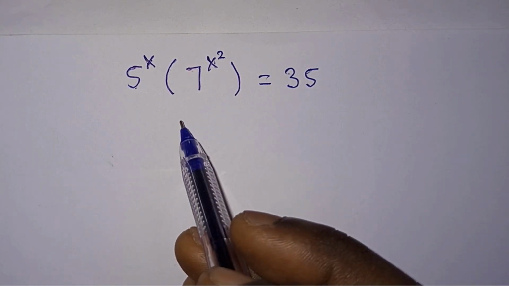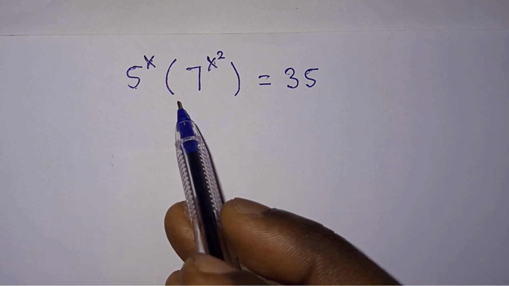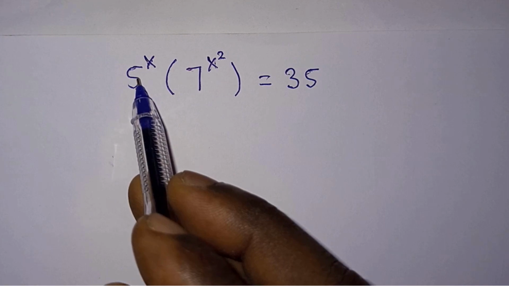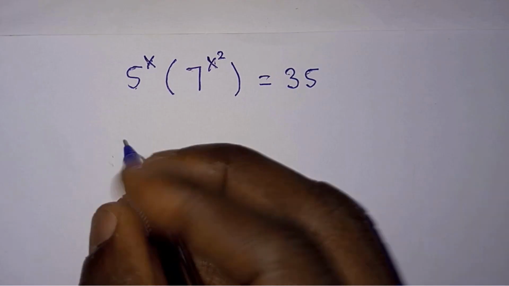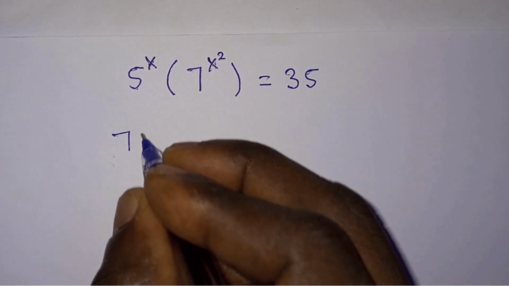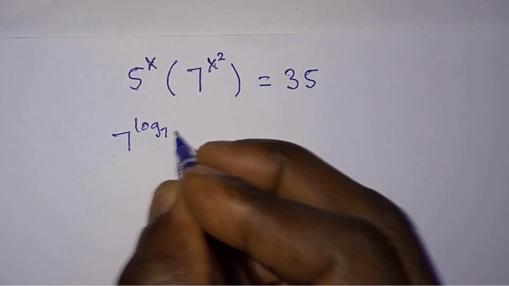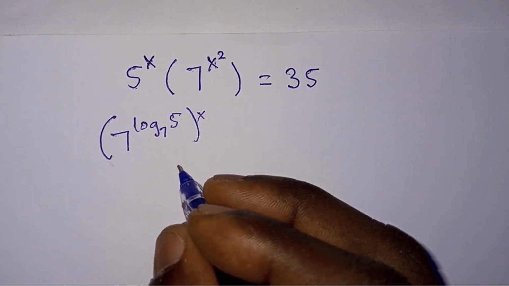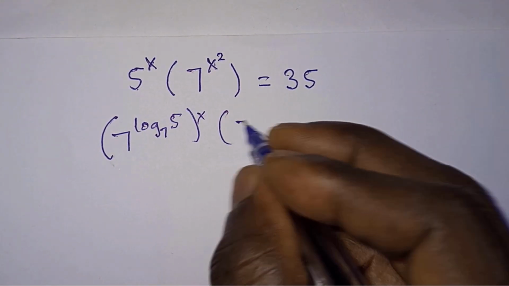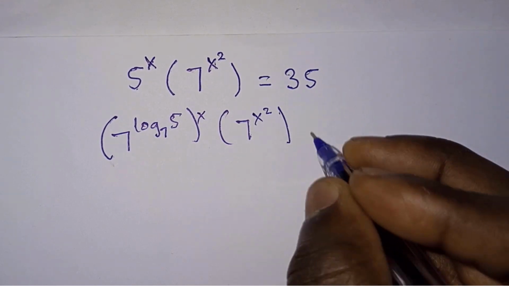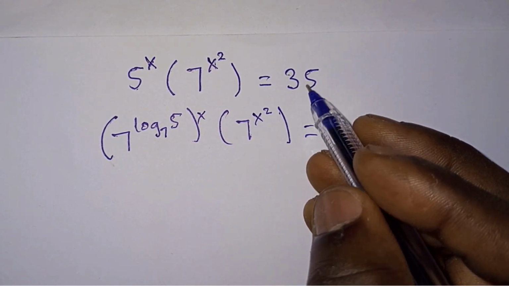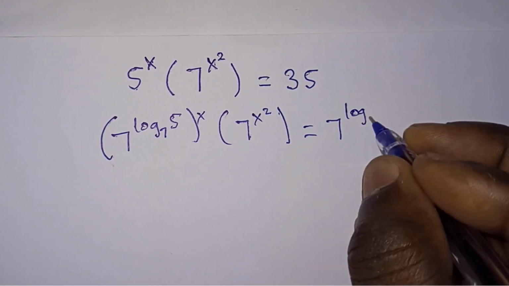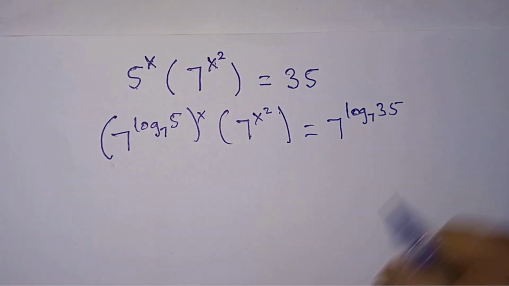So what we will do is we will just change all the bases to one base. So we will change it to base 7. How can we change 5 to 7? Well, we can write it as 7 to the power log in base 7 of 5, then all to the power x. I will explain this later. Then times 7 to the power x squared, and this is equal to, we also change this one to 7, so you have 7 to the power log in base 7 of 35.